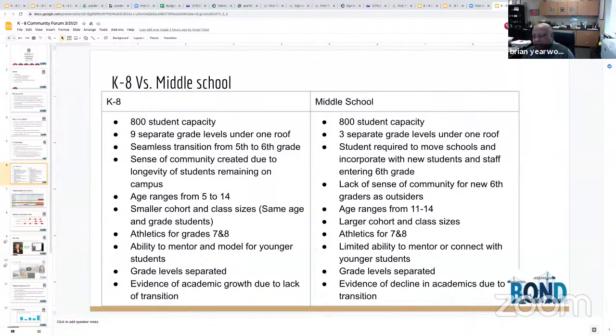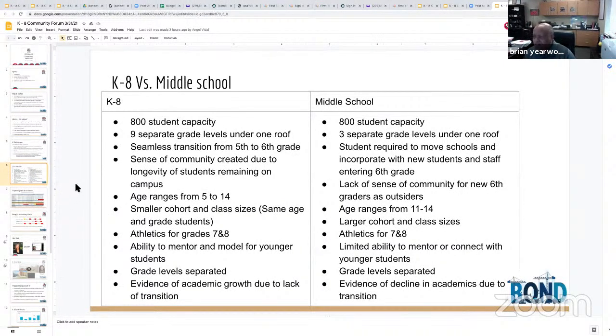In both schools, the grade levels are separated, very much so, but in a K-8, there's evidence of academic growth due to the lack of having to change and transition because they're all under one roof, compared to the middle school, where again, transitioning is an issue and it's reflected in a drop in academic performance. So again, those are some of the comparisons of the two.